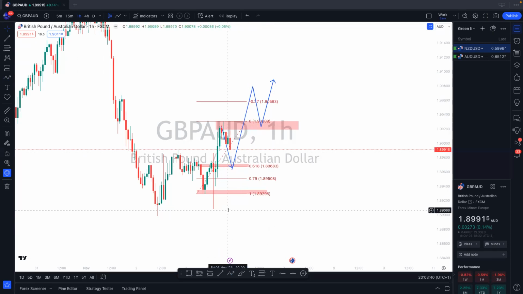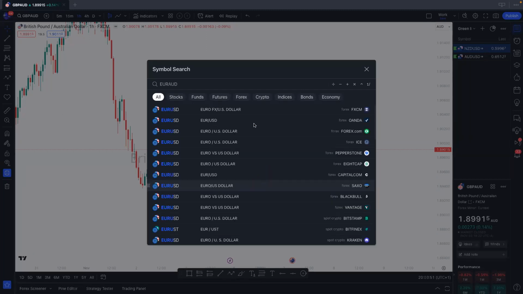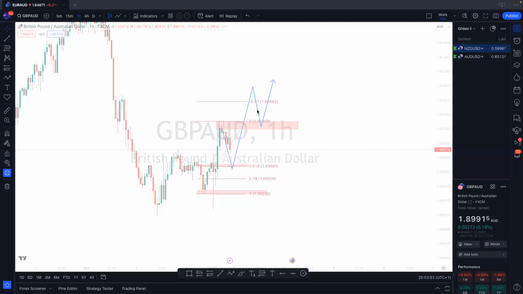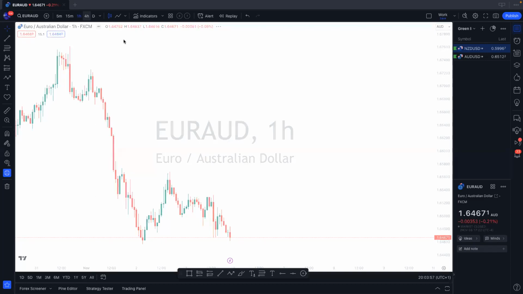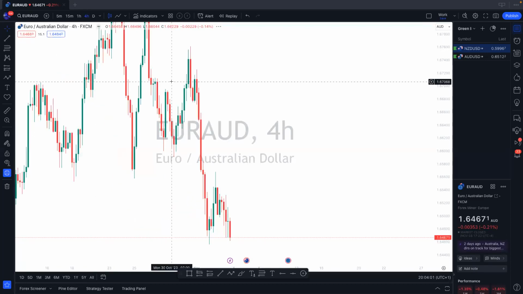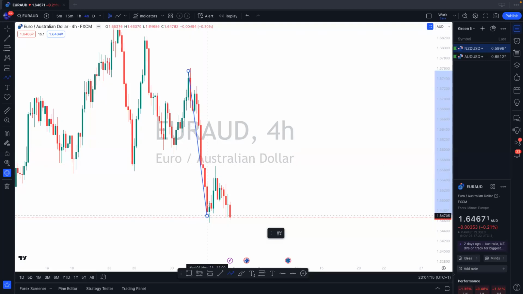Now, the same person asked for Euro AUD. So now let's take a look at Euro AUD. So this is Euro AUD. I'm not surprised that it's more or less correlated with GBP AUD. Price more or less has created a lower low here, then gone back up to create a lower high, and now we're selling to the downside.